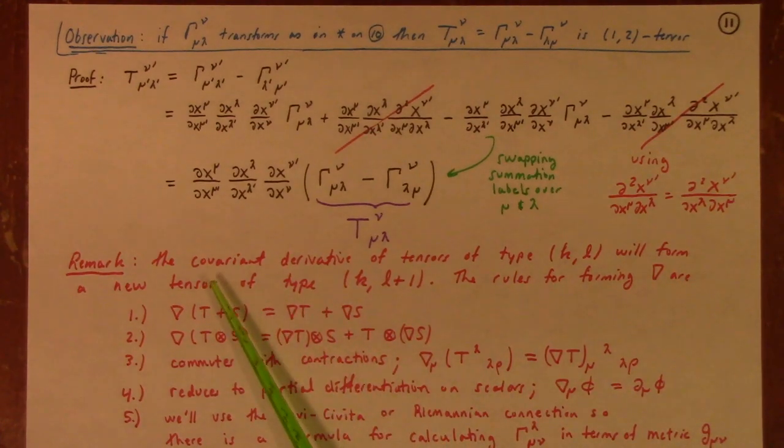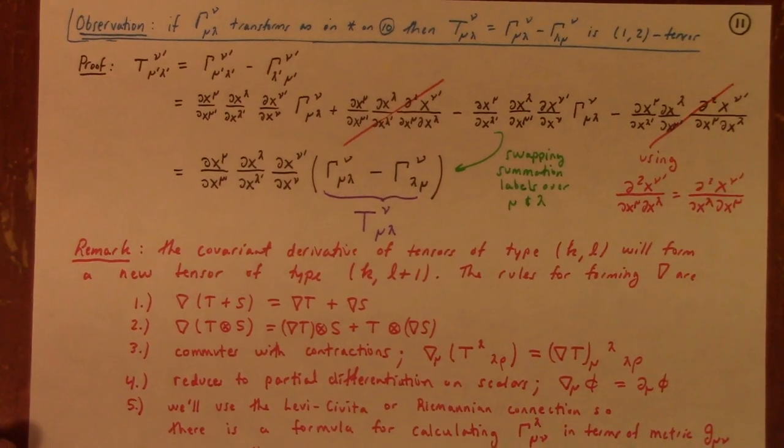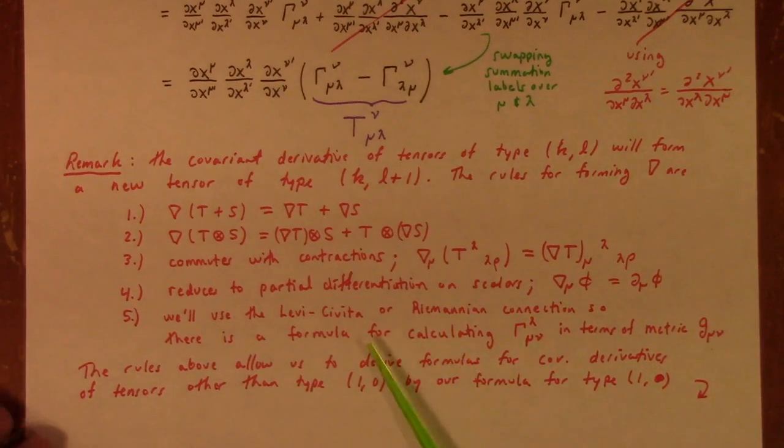Anyway, the larger point here is the covariant derivative of tensors of type (k,l) will form a new tensor of type (k, l+1). The rules for forming the covariant derivative are linearity, the Leibniz rule. It has to play nice with contractions. So whether you contract the tensor before and then take the covariant derivative, it should be the same as if you take the covariant derivative of the tensor and then contract it afterwards. It should reduce to partial differentiation on scalars. And I would add number 5 to this list. We'll use the Levi-Civita Riemannian connection, so there's going to be a formula for calculating the connection coefficients in terms of the metric, or its derivatives, I should say, and its inverse.